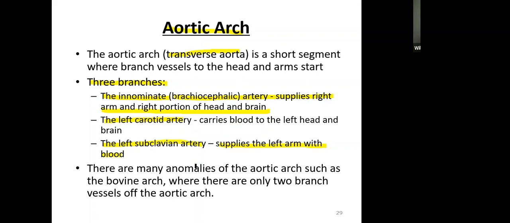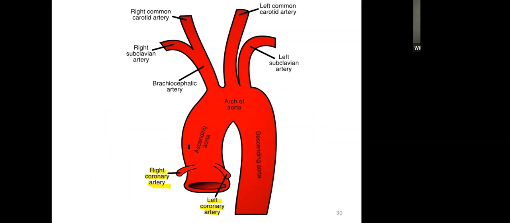There are many abnormalities or anomalies of the aortic arch, such as something called a bovine arch, where there are only two branch vessels off the aorta. So we're going to look at some of these anomalies. And then when we go through the embryology of heart development, you will understand exactly why these happen and why they occur.